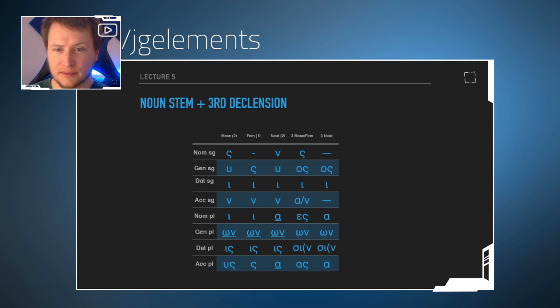But now you have the third declension. Masculine and feminine follow the same format. Neuter follows a similar format, but slightly different.